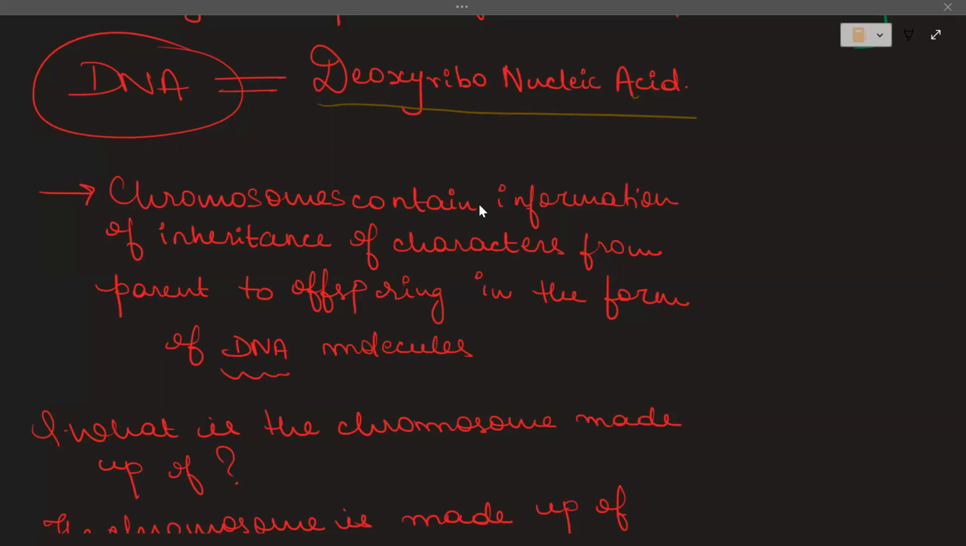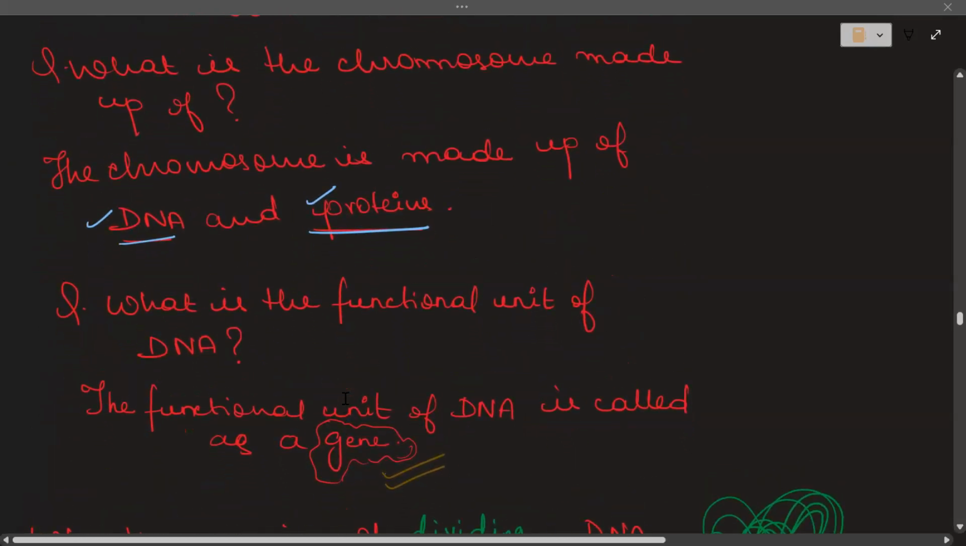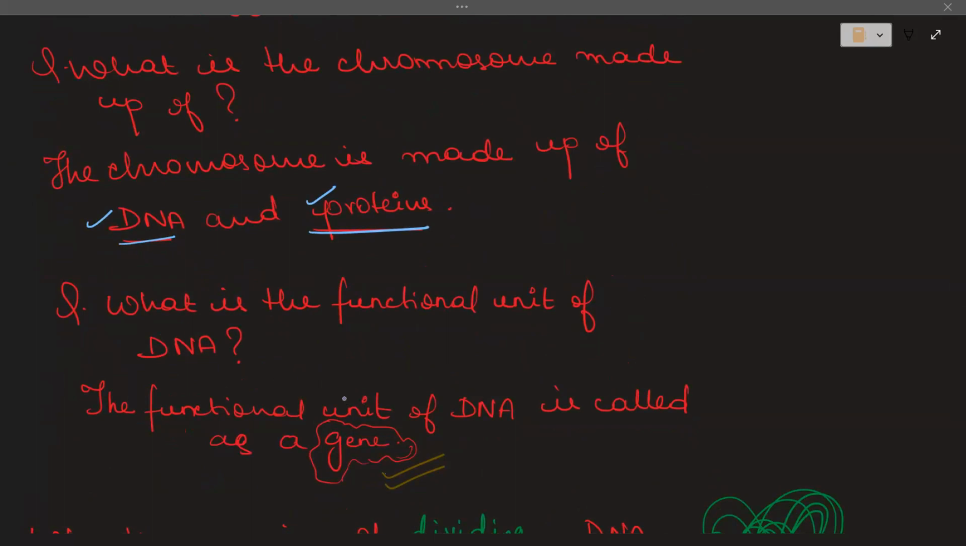Yeah. So see, those DNA molecules are present on the chromosomes. The chromosomes are present so that they can carry the DNA molecule. Now, what is the chromosome actually made up of? The chromosome is made up of DNA and proteins. When DNA and proteins are present together, these are the components of a chromosome. The chromosome is actually made up of DNA and protein.